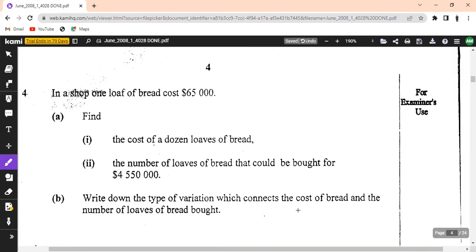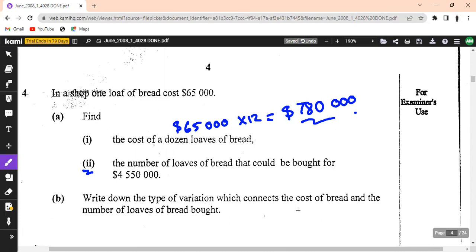On number 4, you're given that there's a shop where one loaf of bread was costing 65,000. Find the cost of a dozen loaves. You know that dozen means 12. So a loaf costs 65,000, what about a dozen? Just multiply. So that is the cost: $65,000 multiplied by 12. If we multiply properly, we are going to obtain 780,000. That was just multiplication, guys, as you can see.